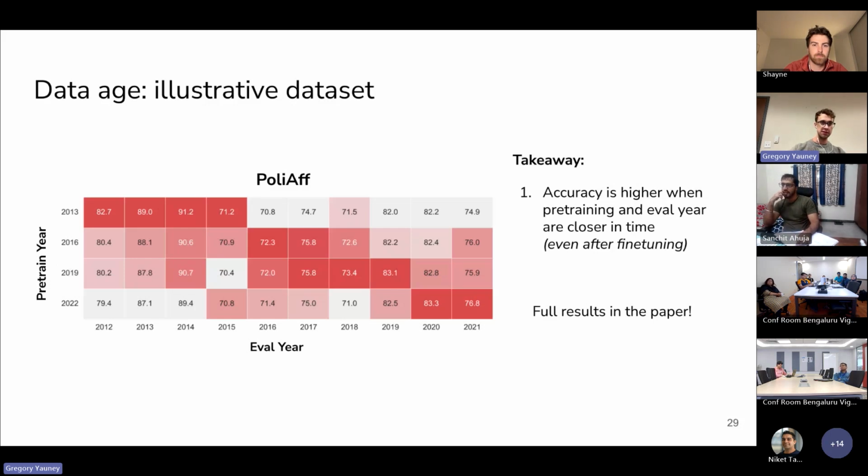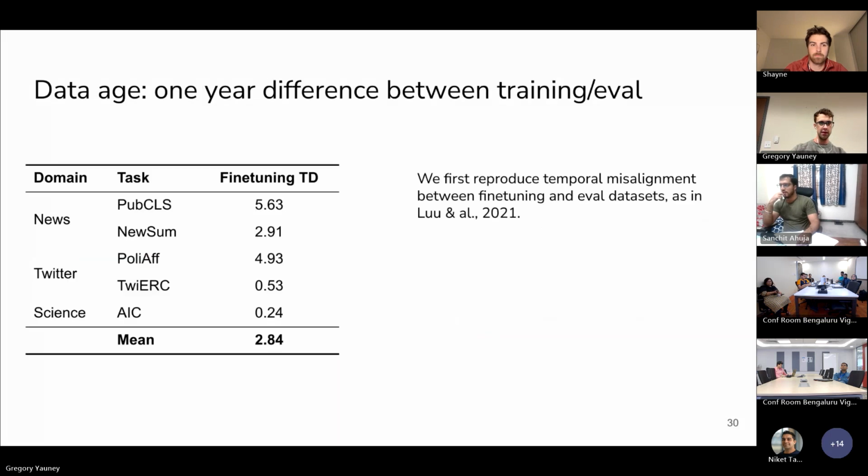And there are full results for all the other data sets in the paper. But now we can turn to looking at these data sets in the aggregate to see how these trends play out. So I mentioned that question earlier of, do you think that fine-tuning or pre-training temporal difference has a bigger effect on performance degradation? And to get at that, we first reproduce the temporal misalignment between fine-tuning and eval from the Liu et al. paper, where you keep the pre-training data set constant.